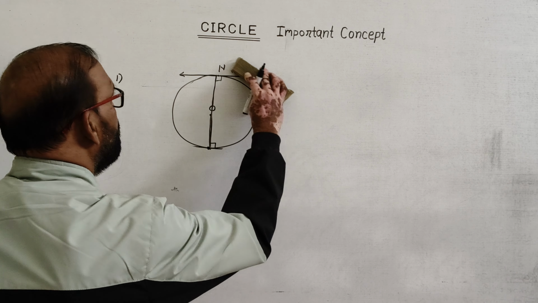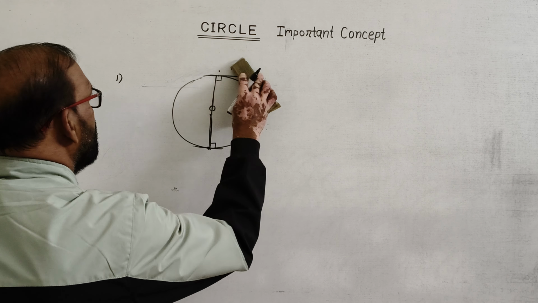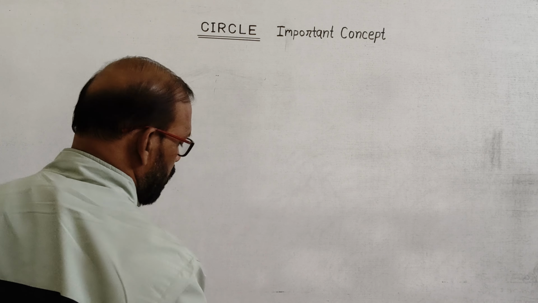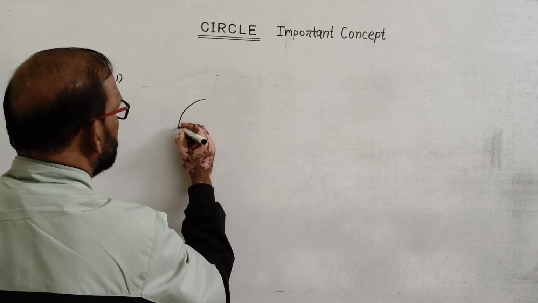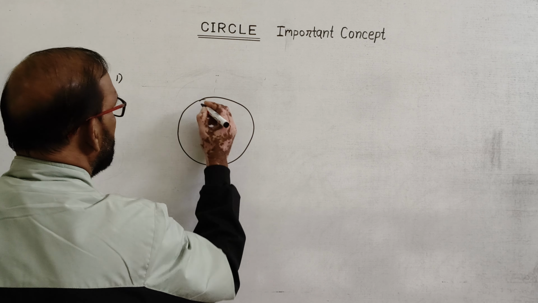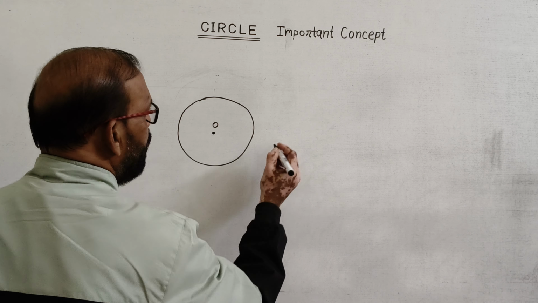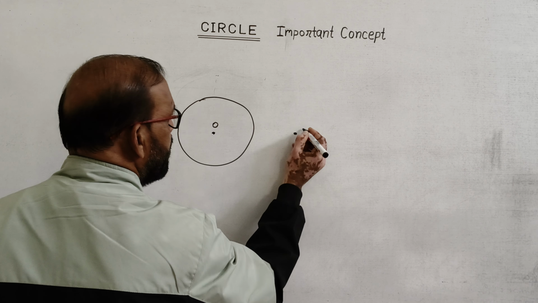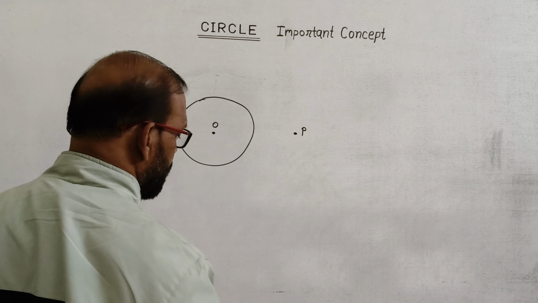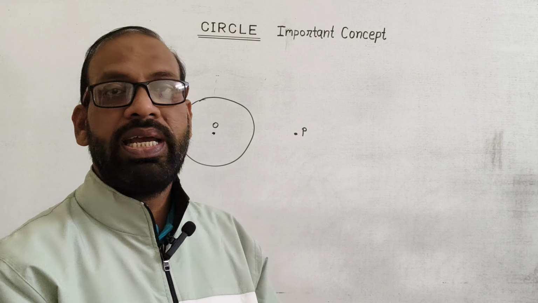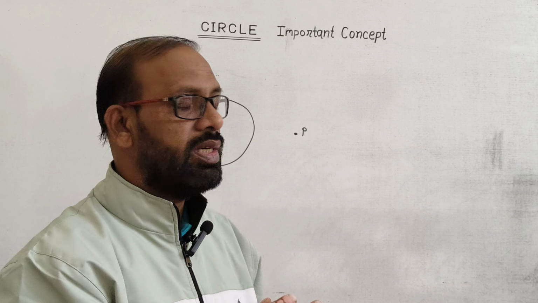Now the next property of circle is how many tangents can be drawn for a given circle from an external point. Okay, suppose you draw one circle like this, and this is the center of the circle represented by O. If we take one point outside the circle, that is P, how many tangents can be drawn from this external point to the given circle?